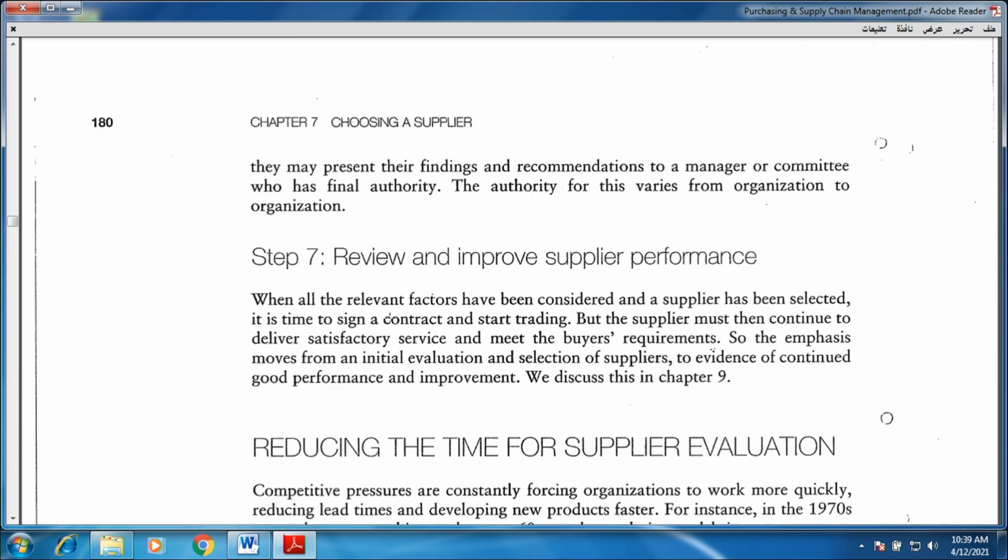Stage number 7, finally, we are reviewing and improving supply performance. When all the relevant information regarding the suppliers and the previous 6 steps are okay, and we give the orders to be fulfilled by the suppliers, we are still gathering data, assessing the information, feeling the responsibility to continue working with the suppliers and to make sure that their performance is according to the realistic information that was given to the committee. And we need to know all the time this good relation and this performance to be registered in our database.